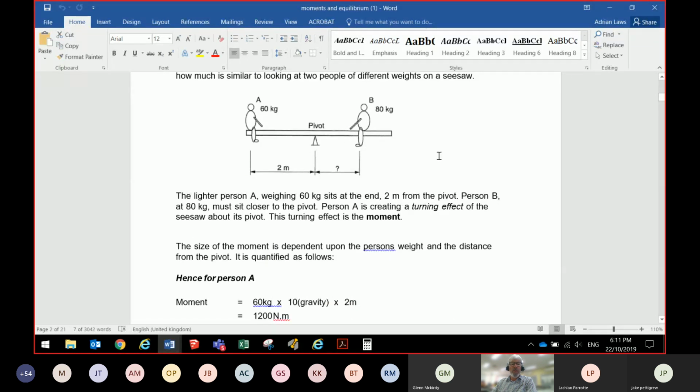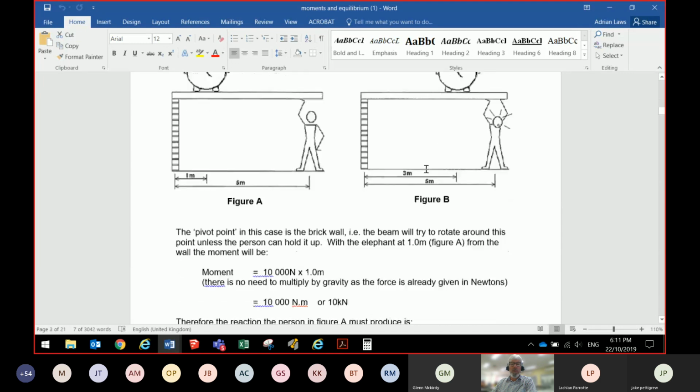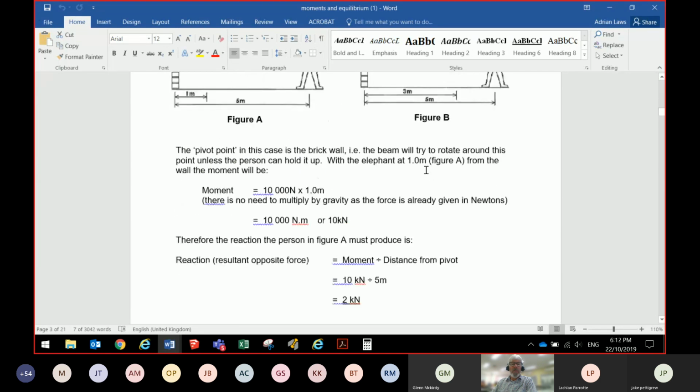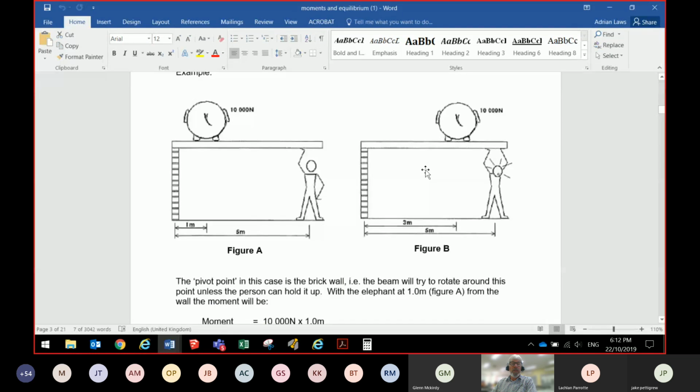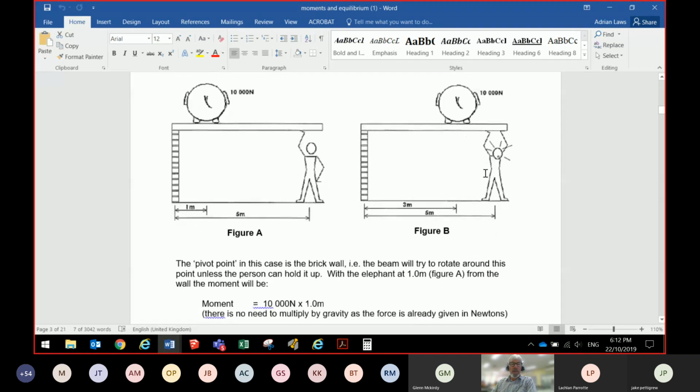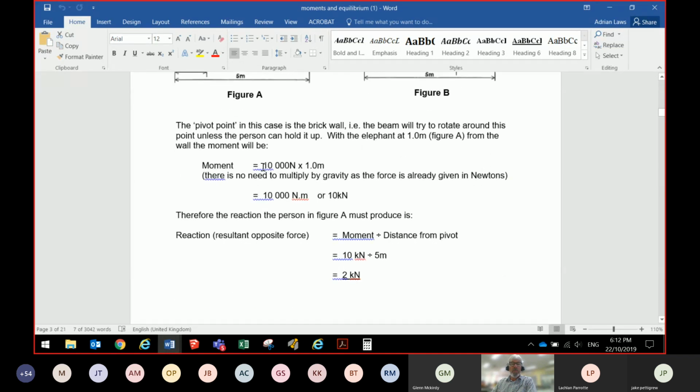Now that's not so much a building example, but have a look at this one here that I'll put up for you for free. And here is a building example. In this particular case, we've got 10 kilonewtons or 10,000 newtons exerting a force 1 meter out from the wall. And 5 meters out, we've got a not very muscly person holding up that wall quite easily. We need to do the calculation there, that's figure A. And then there's another one here in figure B. So let's have a look at what's happening here.